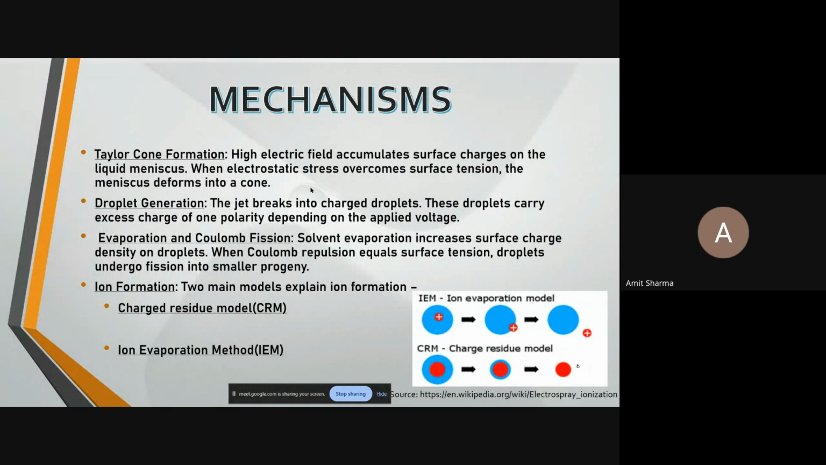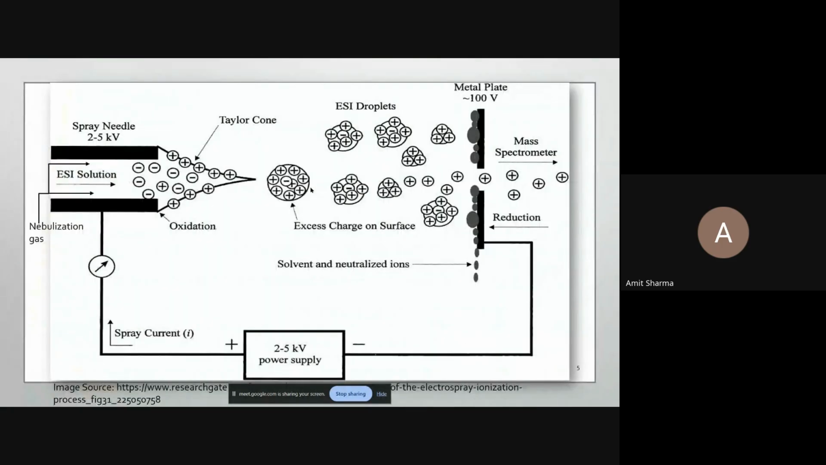Moving on to the mechanisms, we have Taylor cone formation, which we have already discussed, where the high electric field that accumulates over the surface of the droplet deforms the droplet into a cone. Next we have droplet generation, where the jets break into small charged droplets, and these droplets contain excess charge of one polarity depending on the applied voltage. In this case, we have a positive polarity.